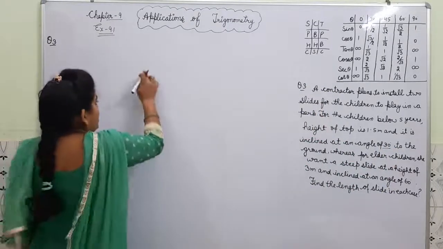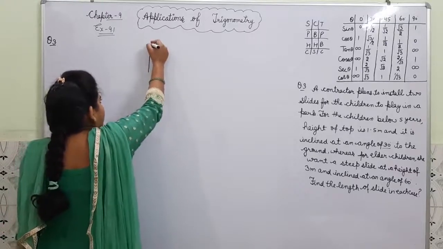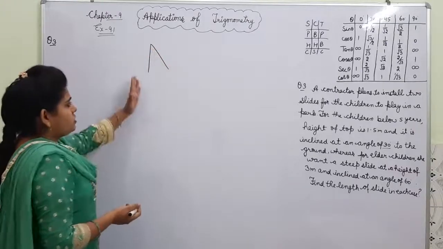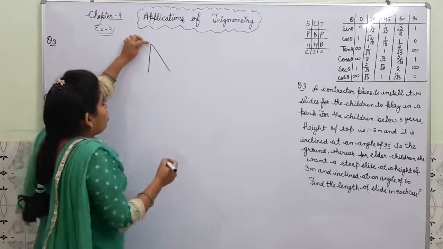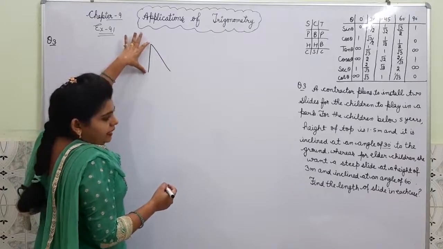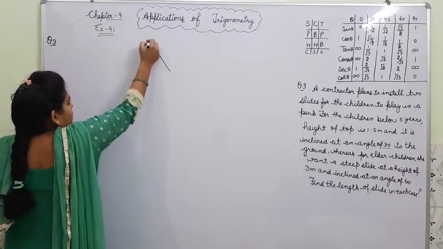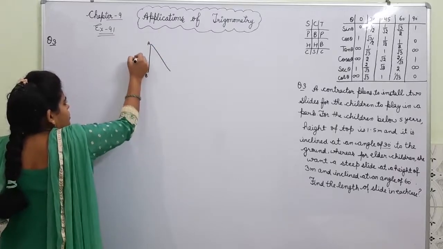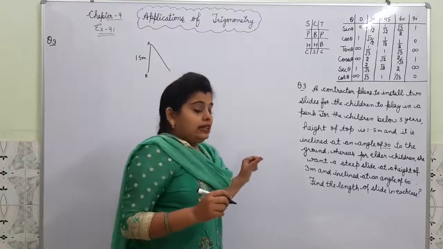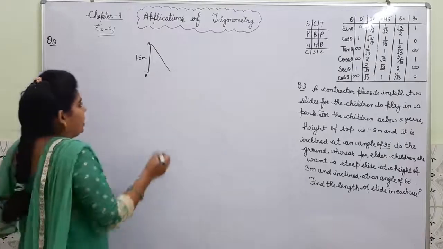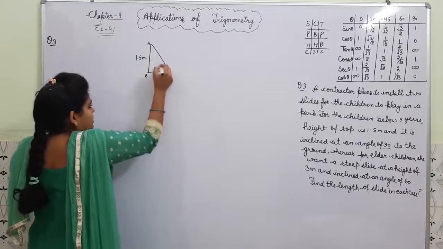Yes, dear students, according to this information, we know that a slide looks like this: from here are its stairs, from here the children walk up, and from here they slip down. The top of the slide is at a height of 1.5 meter, meaning this height, AB, is 1.5 meter, and it is inclined at an angle of 30 degree to the ground.